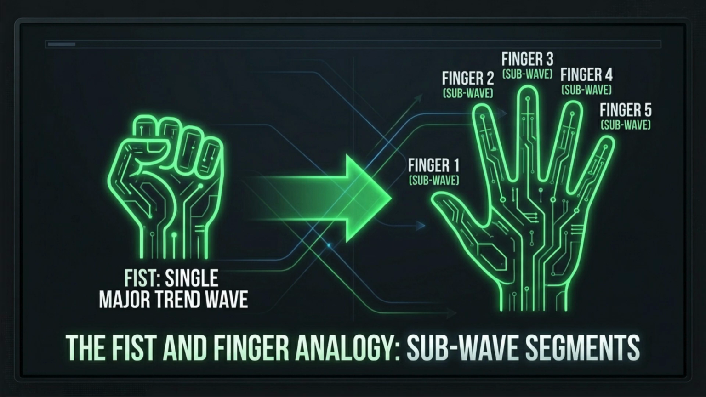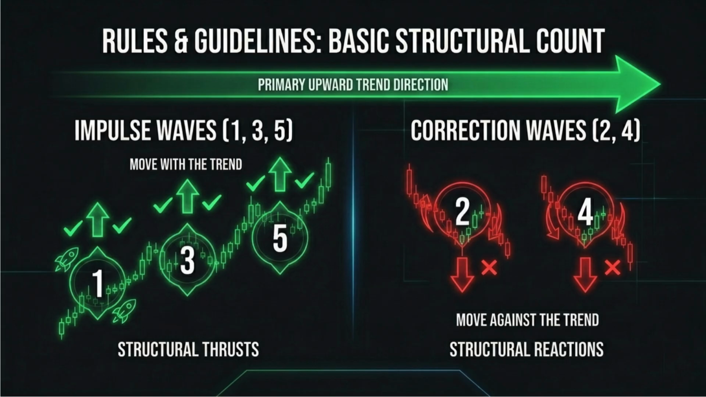Similarly, when the price completes a full sequence of waves, 1 through 5, on a higher time frame, it is viewed as just a single higher degree leg. Just like every finger has a distinct name and function, thumb, index, etc., each subwave within the impulse and correction has its own specific personality, rules, and guidelines.